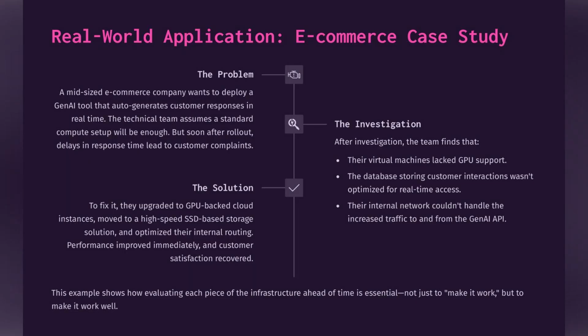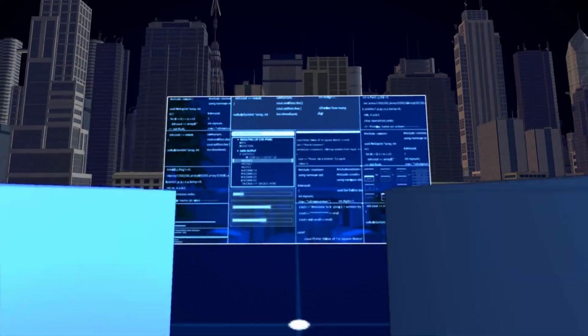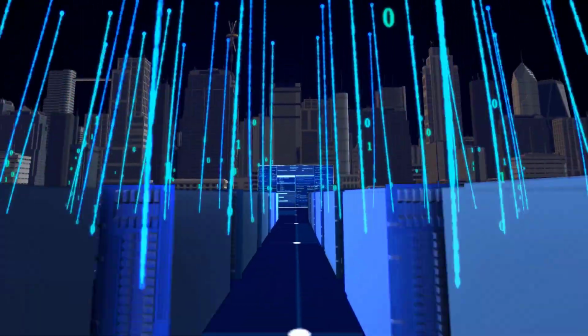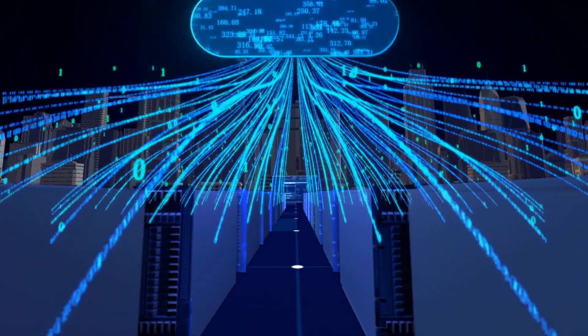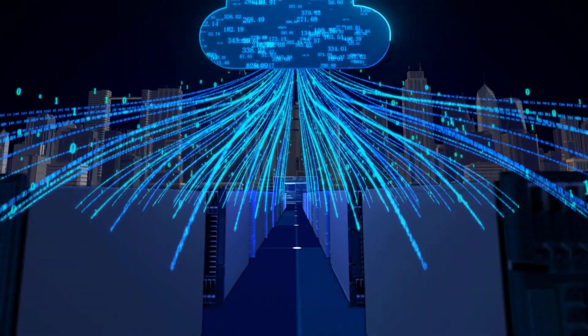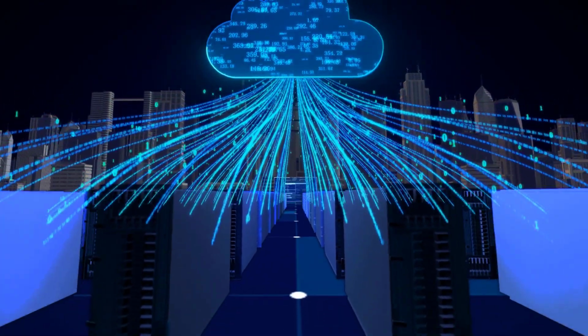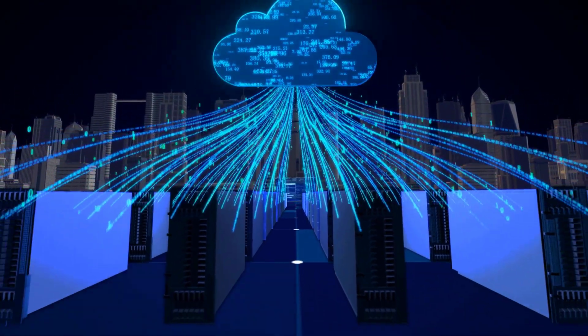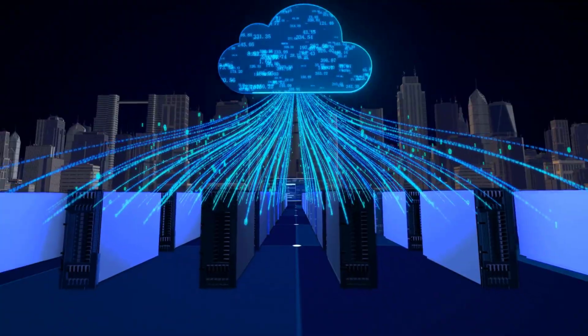Consider this real-world example. A mid-sized e-commerce company wanted to deploy a GenAI tool for real-time customer responses. Initially, they faced significant delays due to an inadequate compute setup. The investigation revealed a lack of GPU support in their virtual machines, an unoptimized database, and an internal network unable to handle the increased traffic.